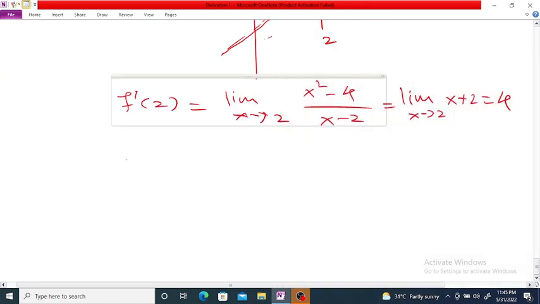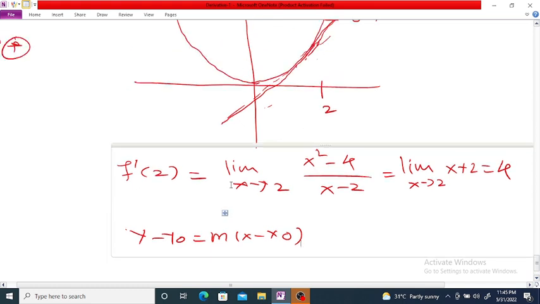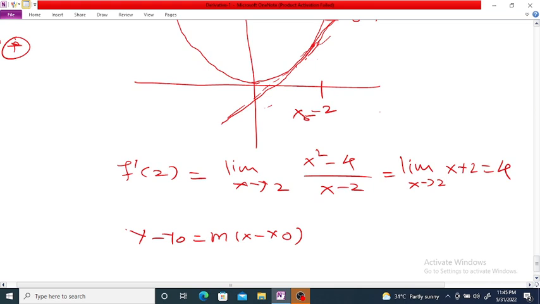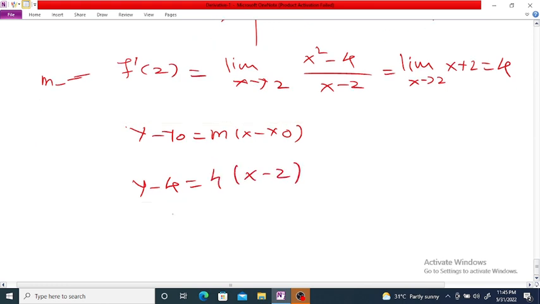Tangent line equation is y minus y0 is equal to m into x minus x0. So what is this x0, y0? At x is equal to 2, this is x0, then y0 is equal to f of x0, which is 4. So what is the equation of this line? It is y minus 4 is equal to, this is m, slope is 4, so 4 times x minus 2. If you simplify this, y is equal to 4 plus 4x minus 8. So this implies y is equal to 4x minus 4.